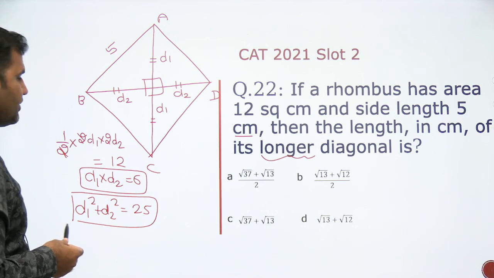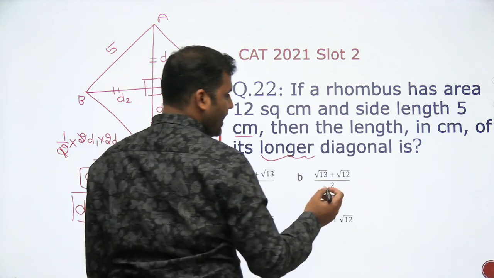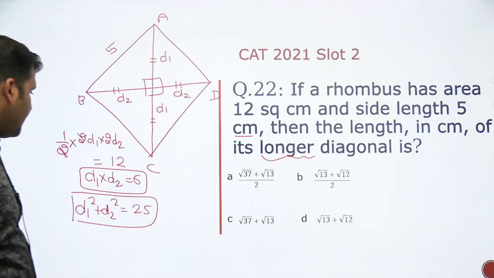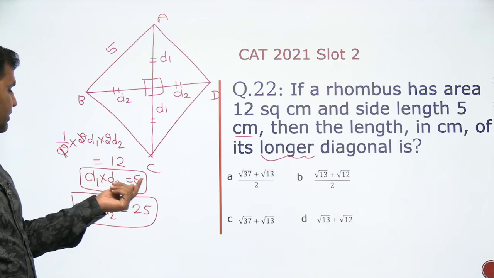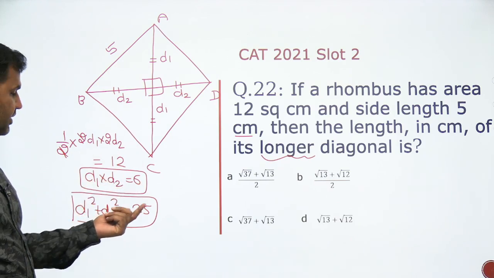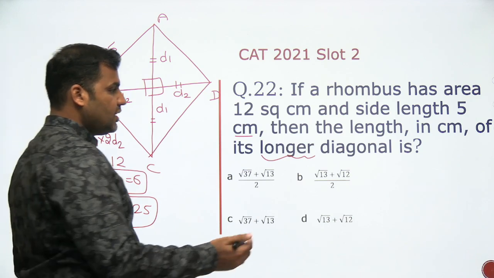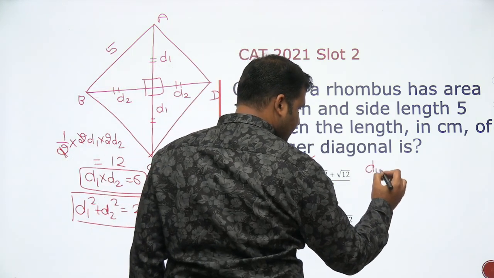Now you see this, guys, if I have to find out the length of the longer diagonal, here you have to use your algebra skills. The product of these two numbers is given, and the sum of squares of these two numbers is also given to you. Can you see this? Can I apply the basic algebraic identity?